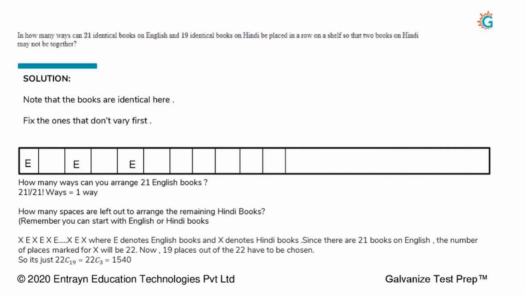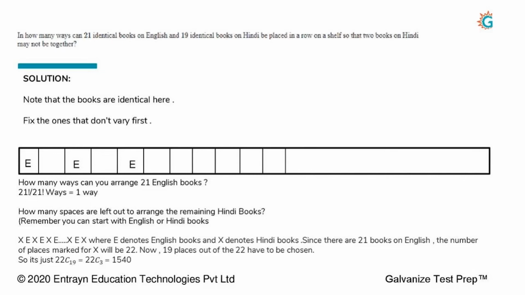Everybody else, did you understand this problem? Did you understand how to approach this problem? It's a very simple problem. So one thing that you need to be very careful here is they are all identical books. If the question had been asking about different books, then definitely we will go for 21 factorial. Since they are identical books, there is just one way of arranging all these English books. That is 21 factorial by 21 factorial, which is equal to just 1. I hope you're all clear with this. Since 19 identical Hindi books, but we can't divide 19 factorial.